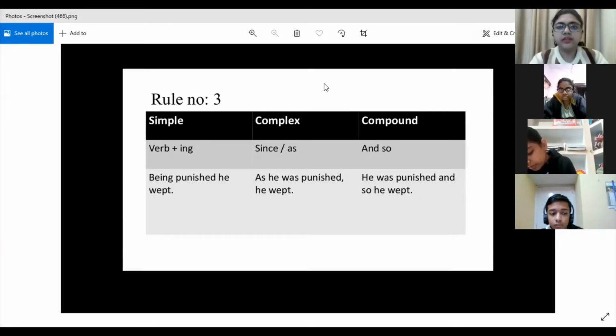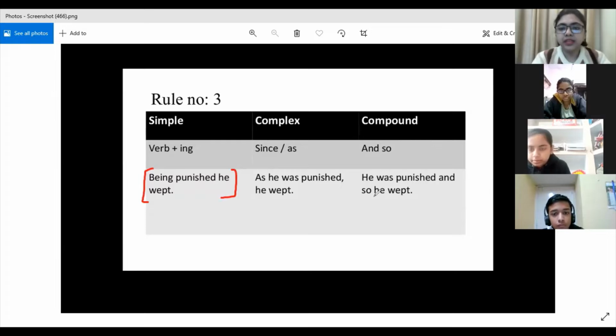The only thing which you have to focus on is that if there is a simple sentence, you won't find any dependent clause in a simple sentence, right? So you have to add a dependent clause in a complex sentence if you are changing a simple sentence into complex sentence, and if you are changing a simple sentence into compound sentence, then you'll have to make sure that both the clauses are independent clauses.